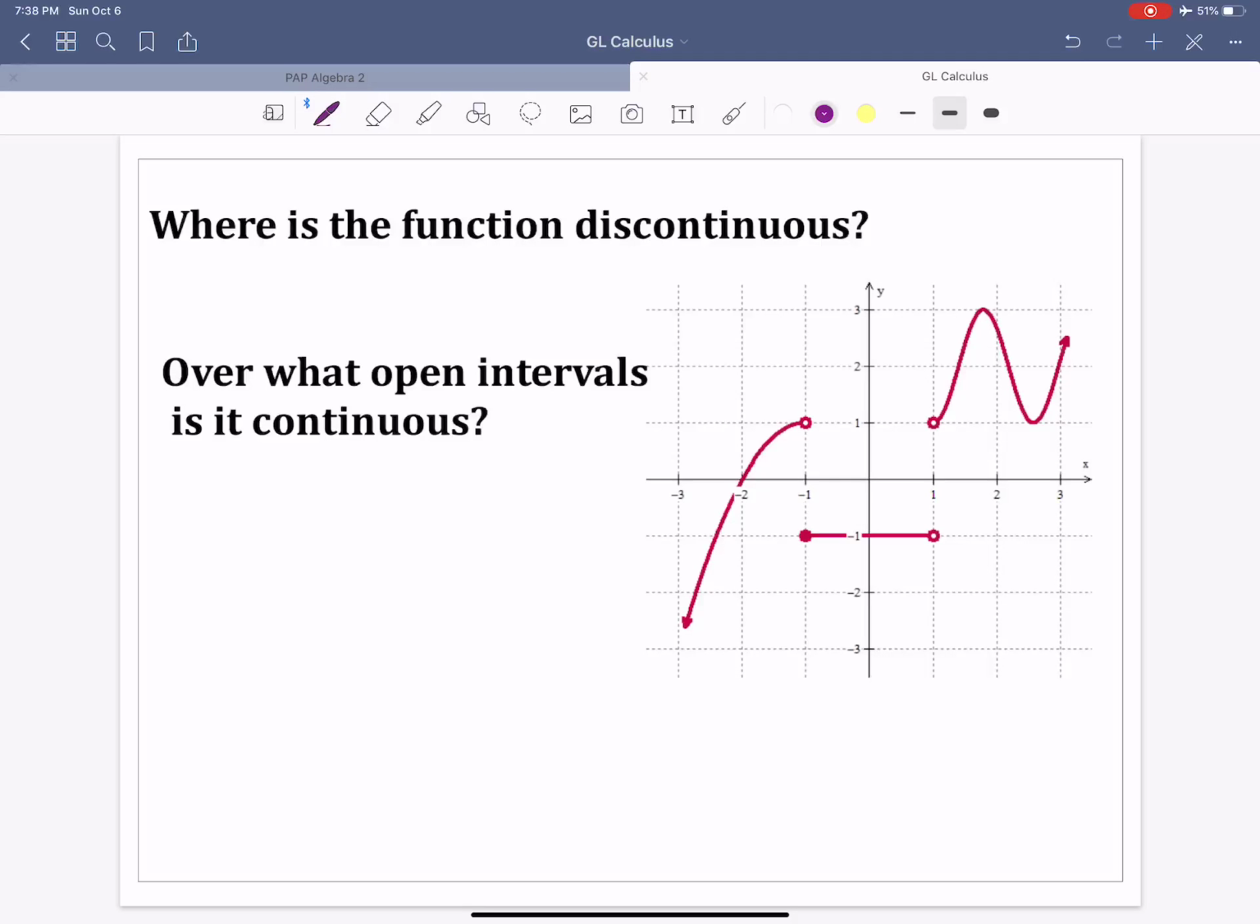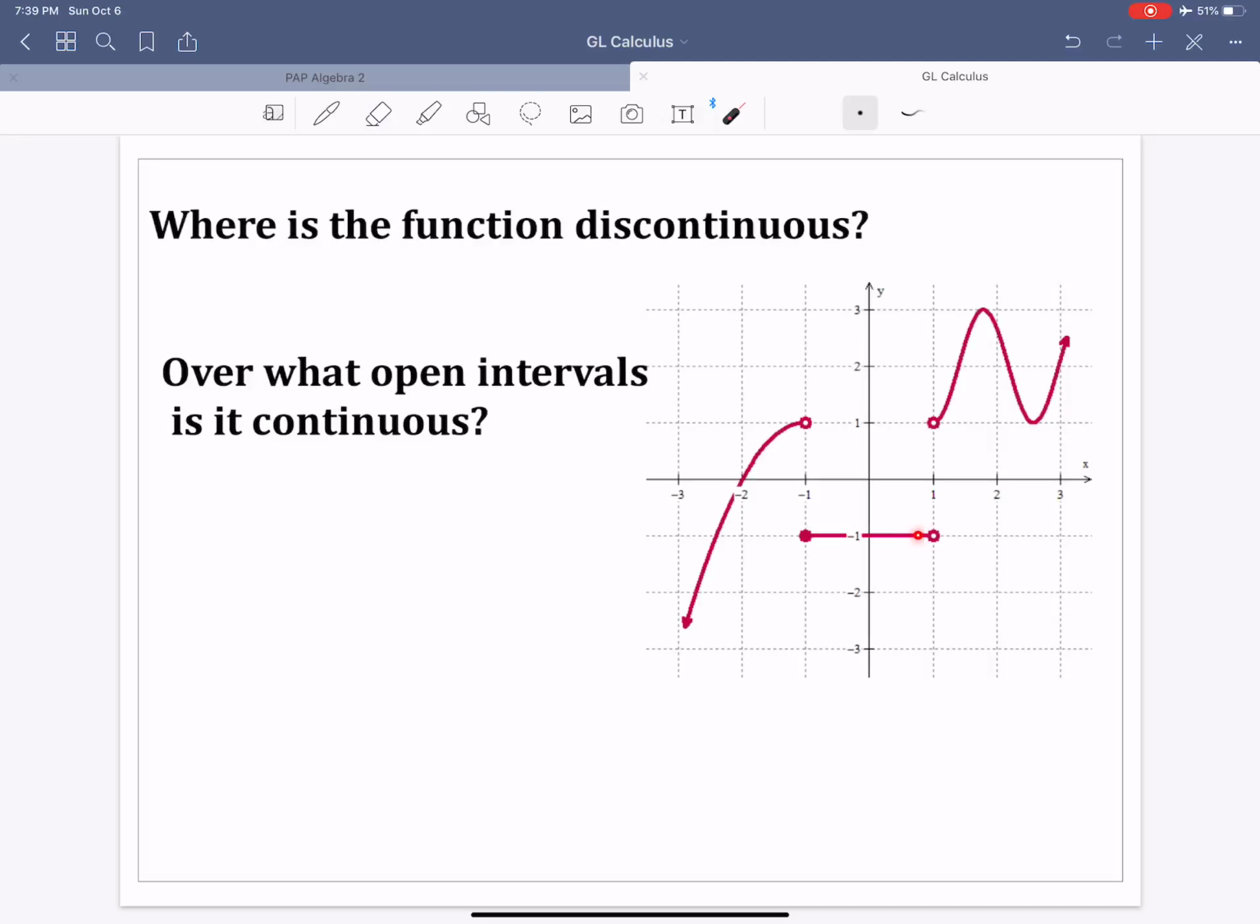Here is an example of a graph, and the first part says, where is the function discontinuous? Well, this is actually really easy because we can just slide our pen or pencil along this curve, and we're looking for the places where we have to pick our pen up to get to the next section. If I start over here on the left, down here, and I'm cruising all the way till I get to x equals -1, when x equals -1, I have to jump all the way down here to this next section.